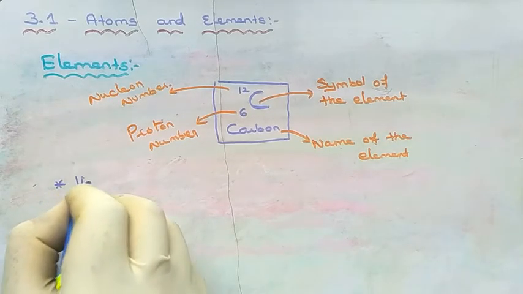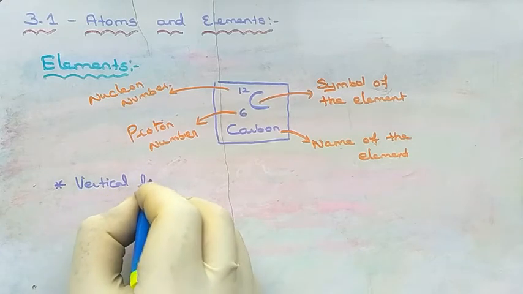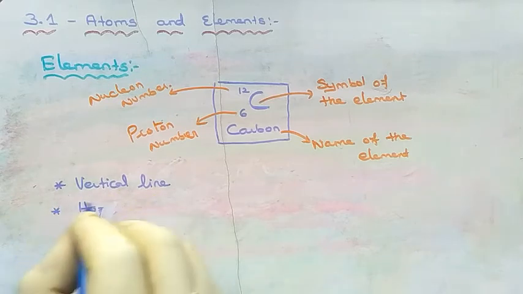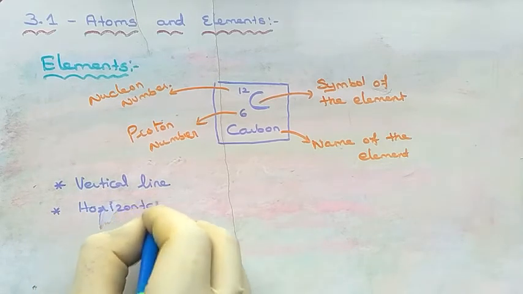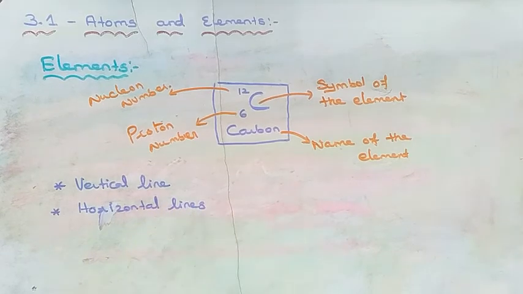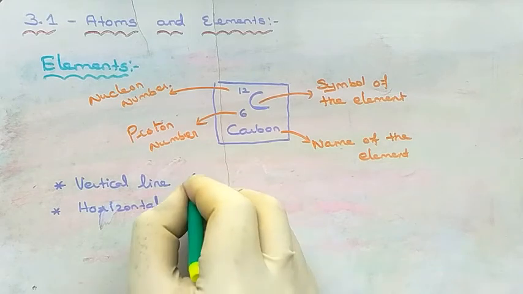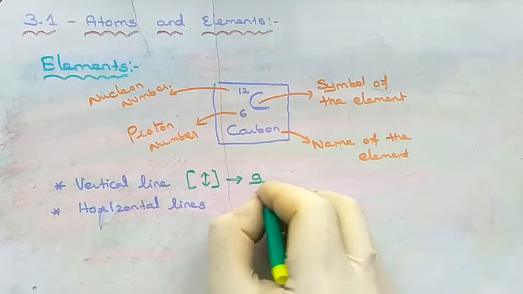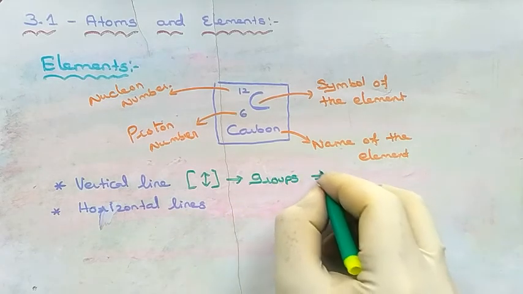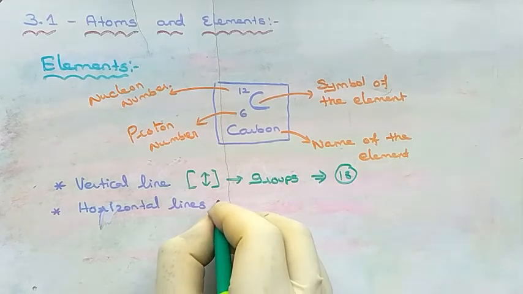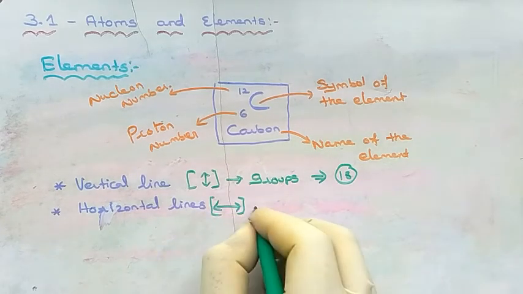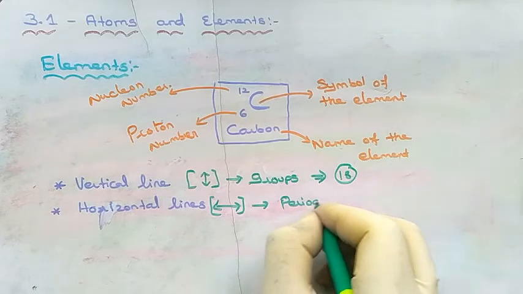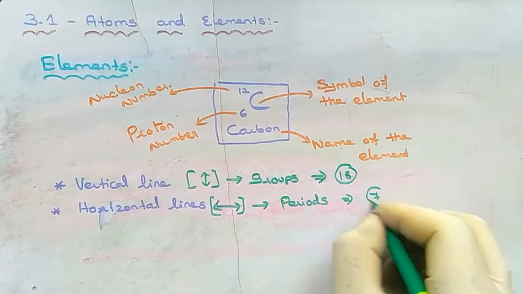In the periodic table, there are vertical as well as horizontal lines. Vertical means top to down. These lines are called groups. There are 18 vertical lines in the periodic table, which means there are 18 groups. Horizontal means left to right. They are called periods. There are 7 horizontal lines in the periodic table, which means there are 7 periods.